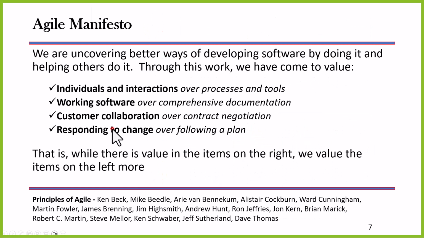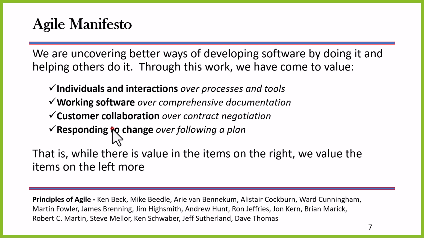So Agile Manifesto. Now there are 50 plus different Agile methods out there. Back in the mid-90s, this group of people that you see at the bottom got together and they were trying to standardize some aspects of Agile, areas where they agreed on the different methods. So they came up with this.